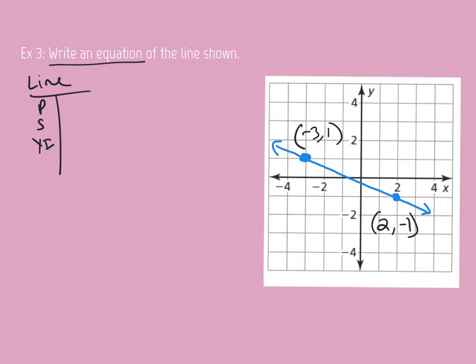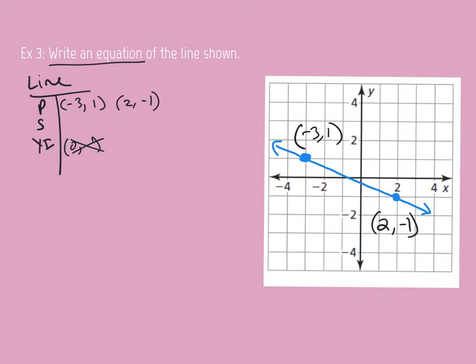Okay, let's fill in what I have. I have points. Neither of them is a y-intercept, so I can cross off that y-intercept spot. I'll write down negative 3, 1, and 2, negative 1. I've got points, but I don't have a slope yet, because I need 2 out of 3. So let's use the graph to find the slope.